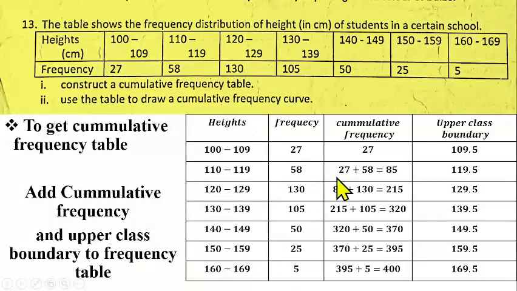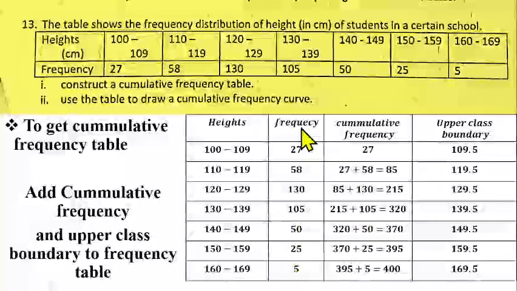Good. Now from there, we need to construct a cumulative frequency table. What do we need to add? We need to add cumulative frequency, then we need to add upper class boundaries. And how do we cumulate our frequency? We get cumulative frequency from frequency. We need to cumulate our frequency, add the frequencies together. That's the meaning of cumulative frequency. Then how do we do that?